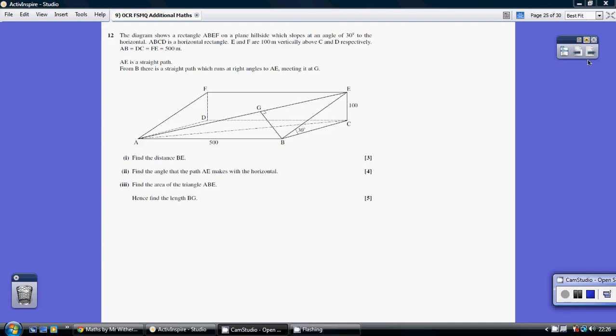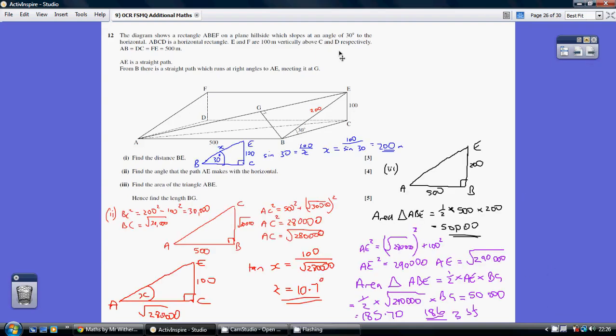Question 12. Now this is pretty complicated, but bottom line, it's just a whole load of either Pythagoras or SOHCAHTOA. So bear with me. So find the distance BE. So that's from here to here. So we're just looking at this right angled triangle on the end, the triangle BCE.